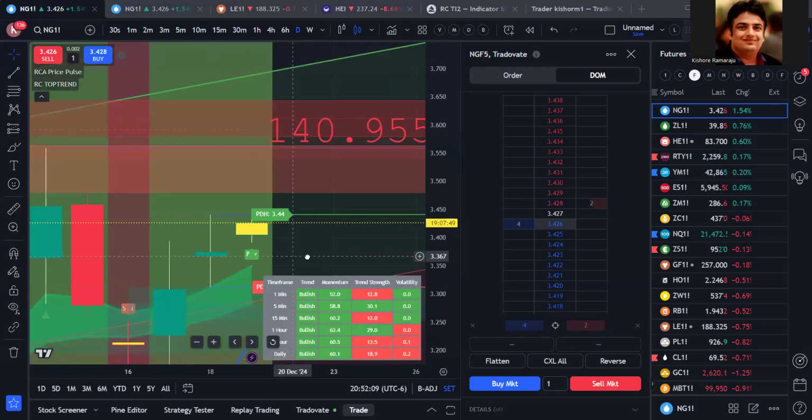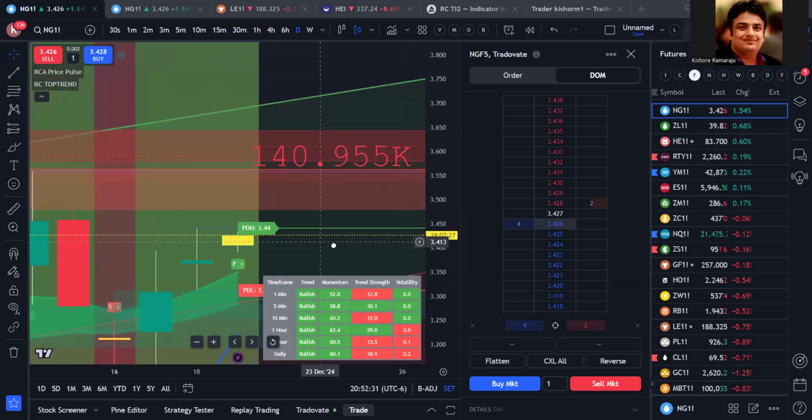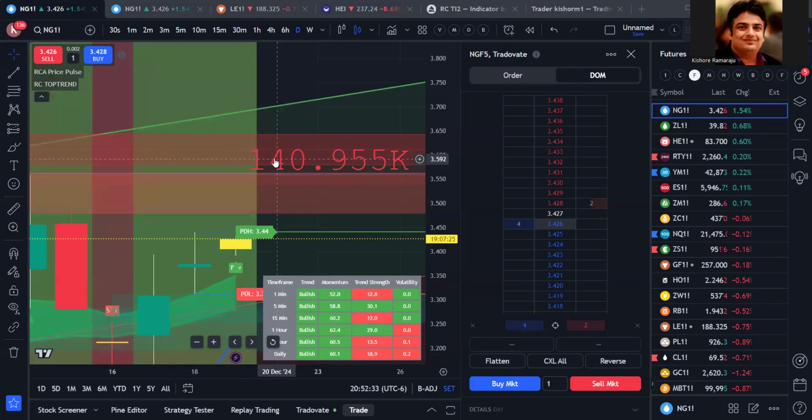Natural gas is also looking good. Tomorrow we may see more upside momentum on natural gas. So everything is green. Buy. That means in the smaller time frame, and in the higher time frame, everything is bullish. In the smaller time frame, you always look for buy signals. It may go all the way to 3.6 in the next 3, 4 days.